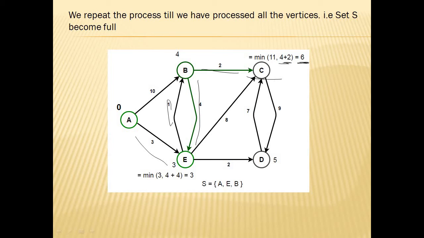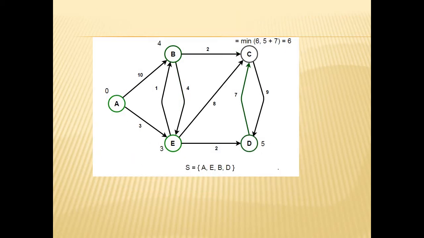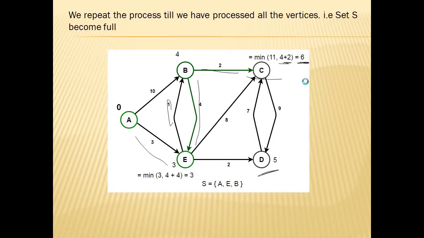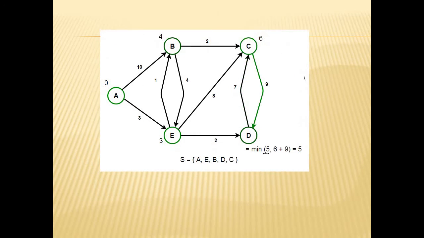And now we need to find the adjacent vertices to C. Adjacent vertices to C, we have D only. So we'll consider D. So when it comes to D, from A to D, earlier we have 5. Okay. And now from A to C we found 6, plus C to D 9. 6 plus 9, so it is 14.